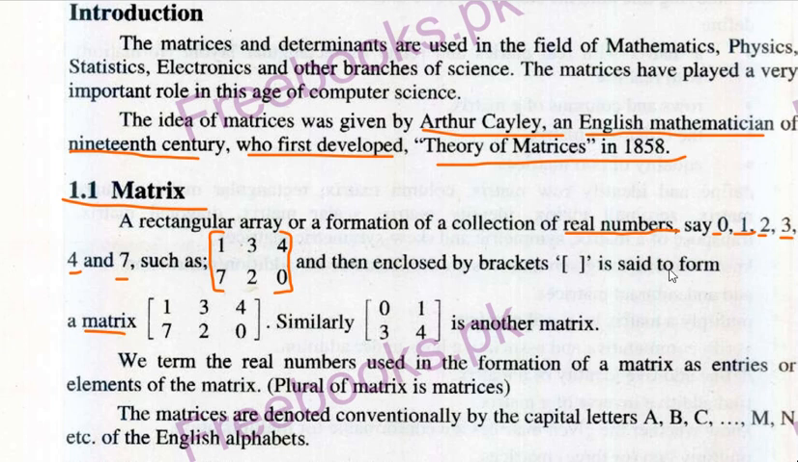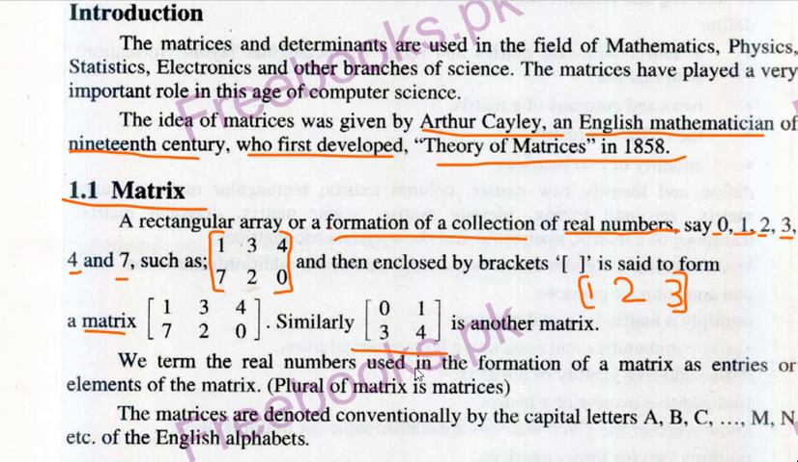Clear? For example, if I write here 1, 2, 3, these are just numbers. But if I enclose them with brackets, now this is a matrix. So, what is a matrix? A rectangular array or formation of a collection of real numbers, enclosed by brackets, is said to form a matrix. Similarly, this is another example of a matrix.